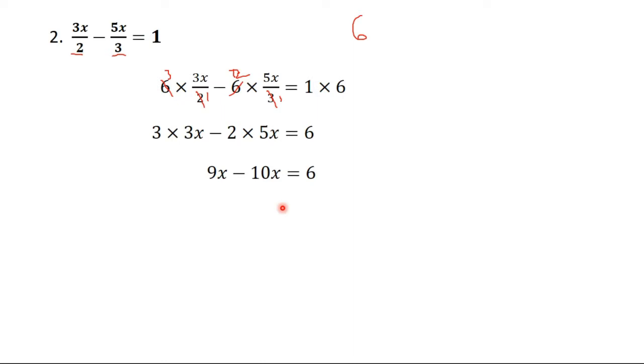Once again, the like terms have also been grouped for us, so all that we need to do is to just simplify. 9x minus 10x will give us minus x. And this will give us 6.